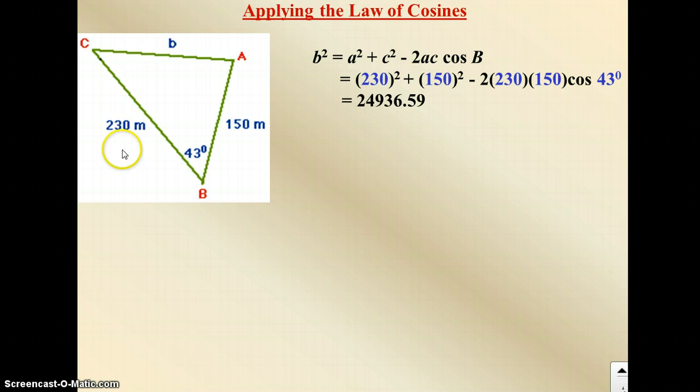That side would be way too large in this triangle. That wouldn't make any sense. So to find b, I must take the square root of that number. So b is around 157.9 meters. All right.